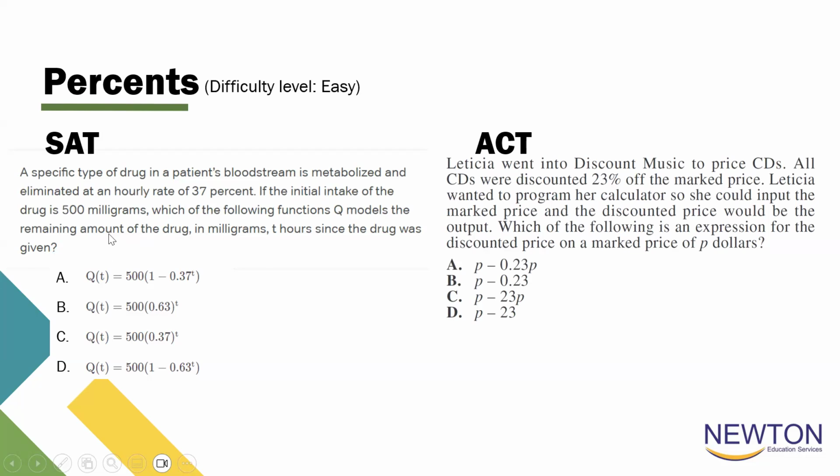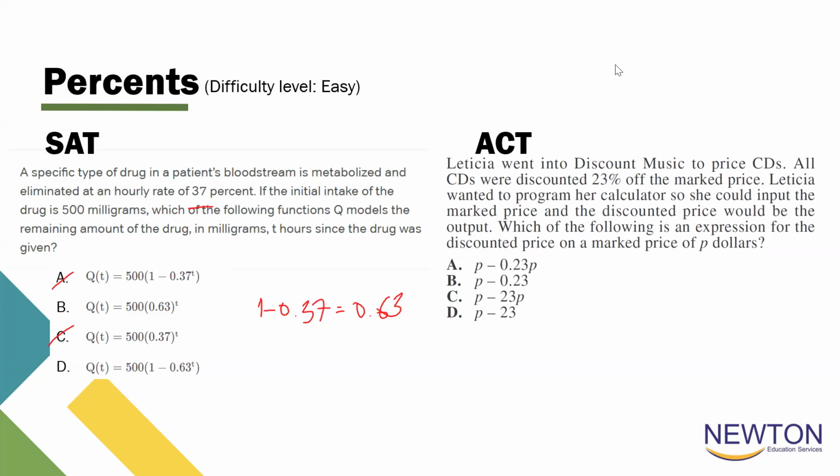Okay, so we have our initial dose, which is the 500 milligrams, and we have an hourly rate of 37%. So we have to recognize, is this 37% an increase or a decrease? Because it's being metabolized and eliminated, this means it's decreasing from the bloodstream. This means I want my multiplier to be subtracted, right? So I want 1 minus 0.37, which is 0.63. So automatically, which one can I eliminate? I can eliminate C and A.